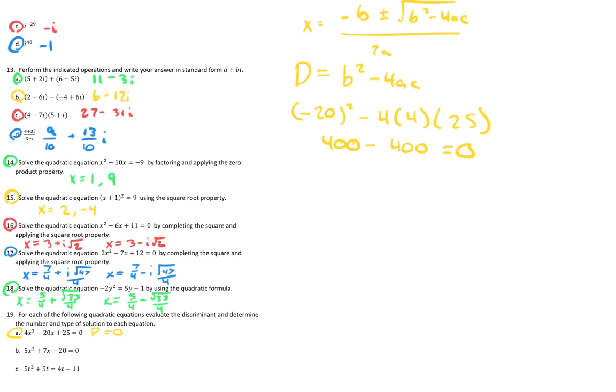So because our discriminant is 0, this plus or minus portion here is going to be 0. So that means that we're only going to have one answer. So one real answer.